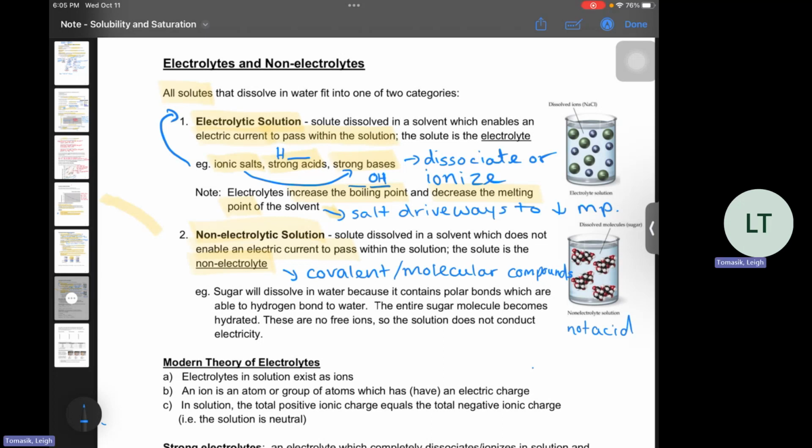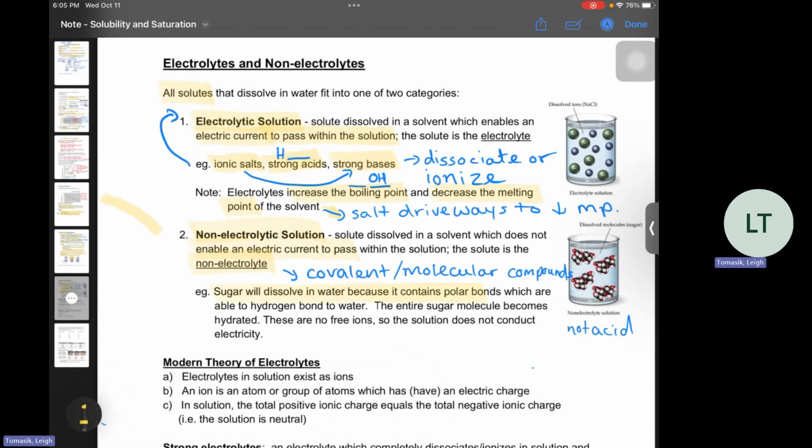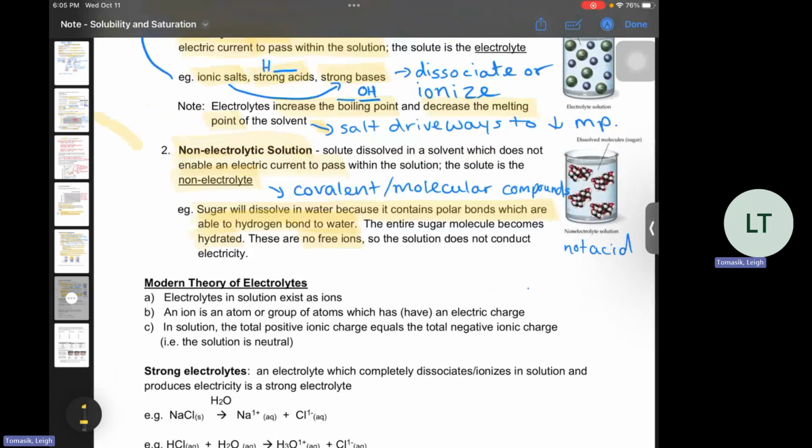Okay, so it says sugar. Sugar is a molecular or covalent compound. It will dissolve in water because it contains polar bonds, which are able to hydrogen bond to water. The entire sugar molecule becomes hydrated. There are no free ions, so the solution does not conduct electricity. So we can use electrolyte solutions to run electric current through, but we can't use the non-electrolytic solutions.